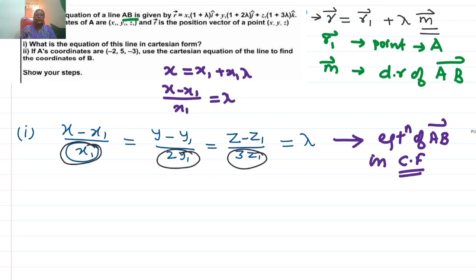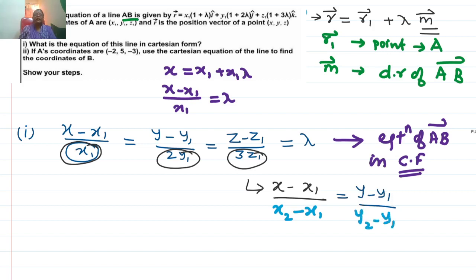Now, how could we get it in terms of the general line that we have? Since it's passing through B, let me take the coordinate of B as x2, y2, z2. So isn't it this? Similarly, this is y minus y1. What do we have in its denominator? It should be y2 minus y1, and the last quantity, z minus z1 upon z2 minus z1, which is equal to lambda.